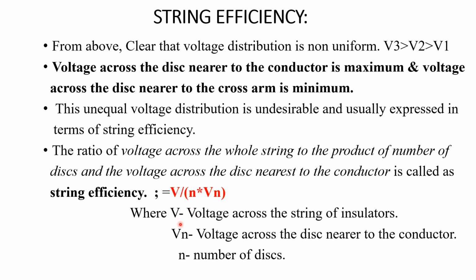Here V is the total voltage across the string of insulators, that is the sum of V1 plus V2 plus V3, or if there are n number of disks, the sum of the voltage across each disk. So V is the total voltage across the string, Vn is the voltage across the disk nearer to the conductor, and N is the number of disks.